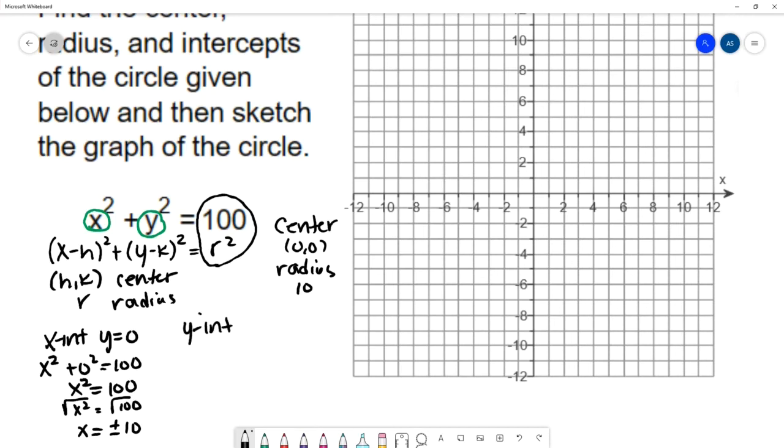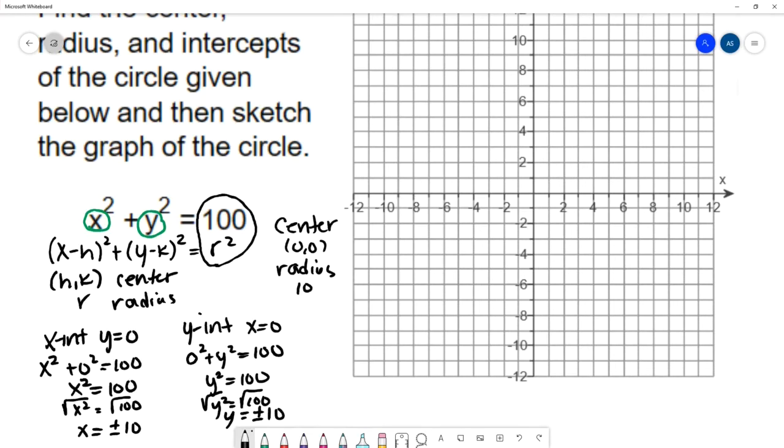You can do the same thing with the y-intercepts. You find a y-intercept by letting x equal 0. That would give the equation 0 squared plus y squared equals 100. That simplifies to be y squared equals 100. We can square root both sides. And we get y equals plus or minus 10. So we have y-intercepts at positive and negative 10.